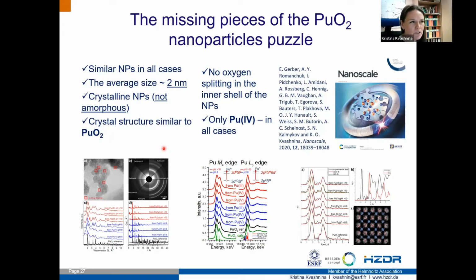The first surprise was regarding the size. All of them were 2 nanometers, independent of which solution you start from. So this is definitely some kind of preferential size of plutonium dioxide. We also saw that they're crystalline, so they're not amorphous, and the structure is very similar to the bulk plutonium dioxide itself. Regarding the oxidation state, you can see the plutonium M4 data here. We don't really observe a difference from bulk plutonium dioxide and concluded that in principle we see only one oxidation state, plutonium 4, in all cases.